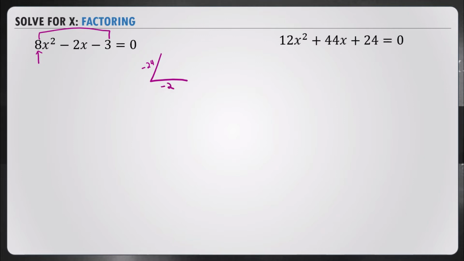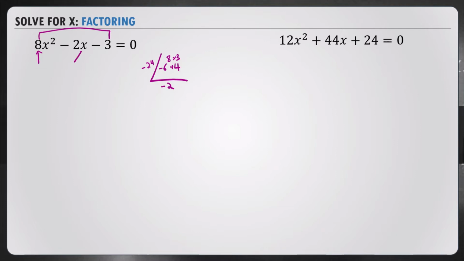Now I have to find two numbers such that when I multiply them, I get negative 24, and when I add them, I get negative 2. My choices are 8 times 3, then we have 6 times 4. 6 times 4 gives me 24, and I want a negative 2, so that's negative 6, and a positive 4 gives me negative 2, and this works out perfectly.